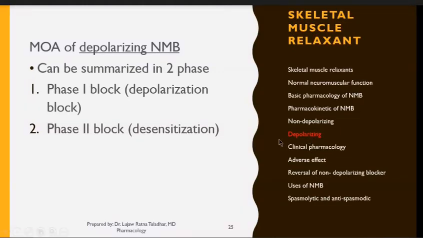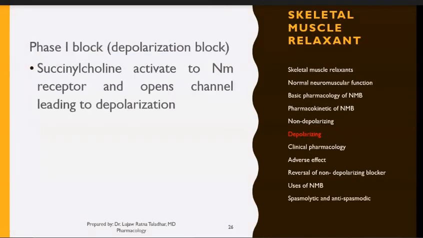नामले नै के भन्छ, it is going to depolarize. डिपोलराइज हुने बित्तिकै त्यो मसल त कन्ट्र्याक्ट हुनुपर्छ, तर हामीलाई चाहिएको छ रिल्याक्सेसन. अब के हुन्छ भन्दाखेरि चाहिँ डिपोलराइजिङमा we can further classify into phase 1 and phase 2. फेज 1 मा we have the depolarizing itself and फेज 2 मा हुन्छ डिसेन्सिटाइजेसन. भन्नाले if you give this succinylcholine molecule to the patient, फर्स्ट त यसले एनएम रिसेप्टरलाई नै एक्टिभेट गर्छ.